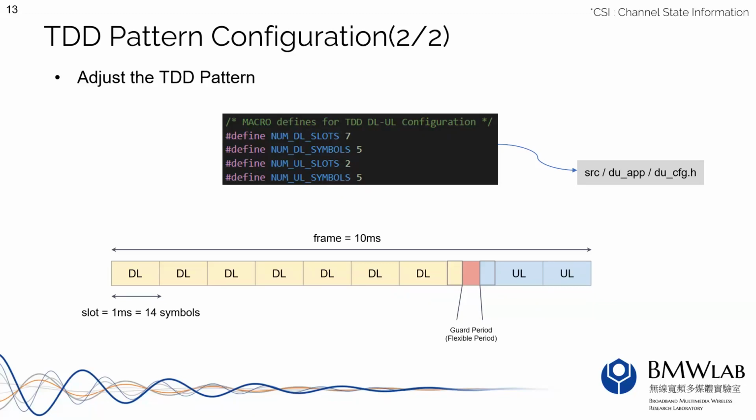And there is the pink or red part left here, and we usually call it the guard period or the flexible period. And that's how we configure the TDD pattern in the DU high. And this configuration file is in the L2 source code, in the DU app folder, in the du_config.h file.